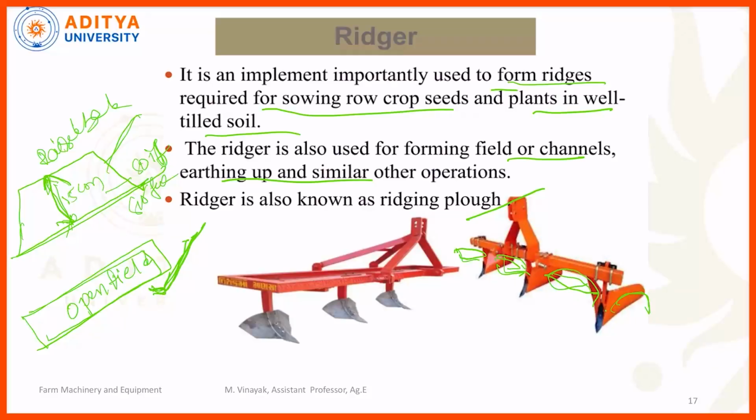It is not only used for seed bed preparation, but you can also use it to make channels for irrigation purposes. By removing this one and operating these two ridges only, we can form channels. Through the channels we can irrigate the land.